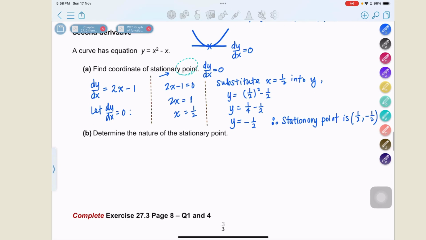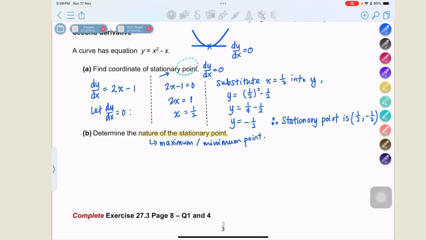What is the next point? Part B. Determine the nature of the stationary point. First of all, when I draw this curve, I know this is a positive curve, so it creates a smile curve. But in the real question, when you don't know how the curve looks, you have to find the nature of the stationary point. Nature here refers to determining whether your point is a maximum point or a minimum point.